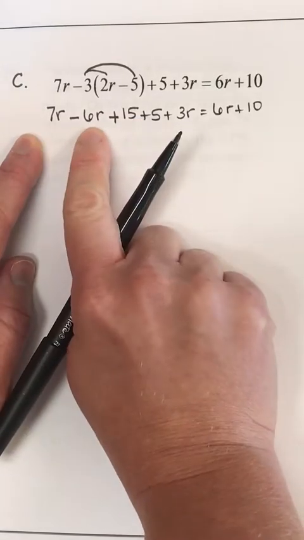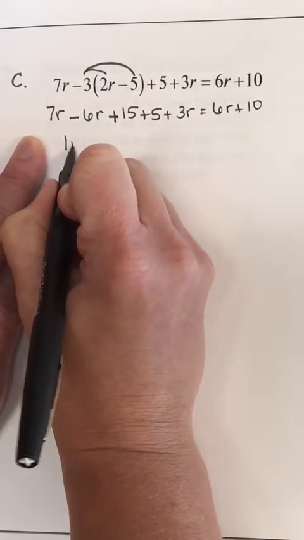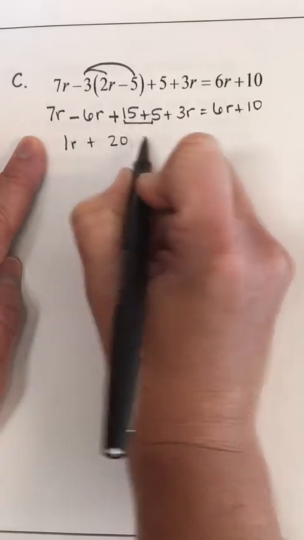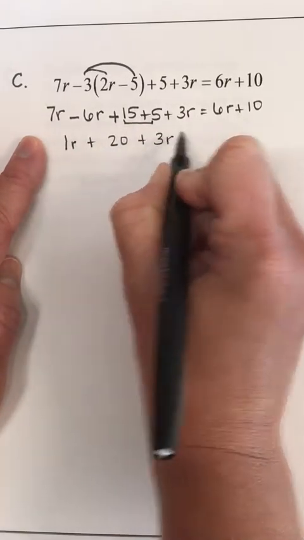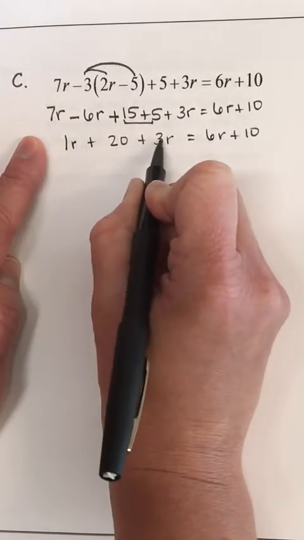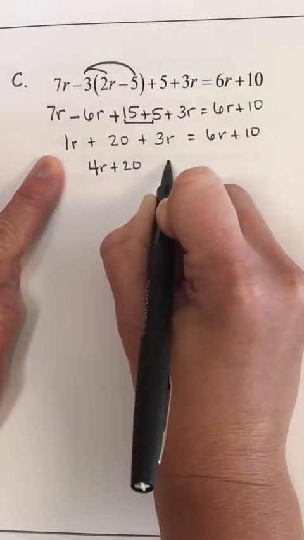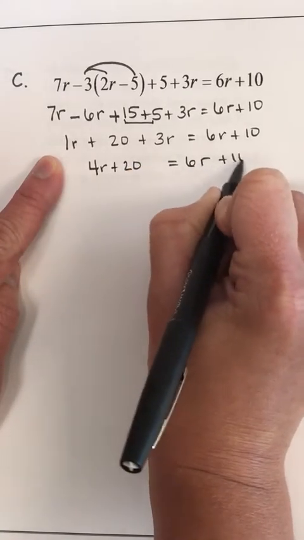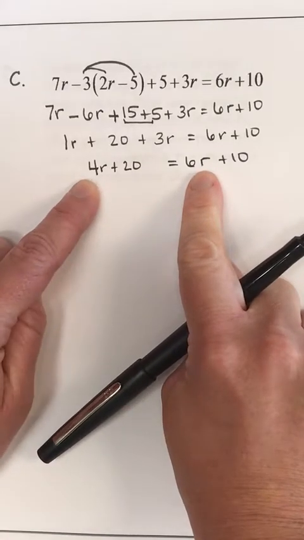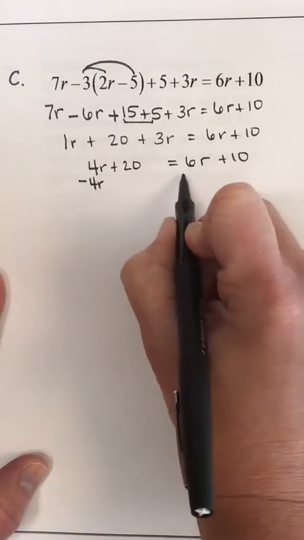So 7r minus 6r, that will be 1r. 15 and 5 will be plus 20 and plus 3r, so I'm working my way towards combining like terms. 1r plus 3 more r, that would be 4r. And now we'll solve. So I have r's on the right, r's on the left. Let's get them on the same side. I am going to subtract 4r.